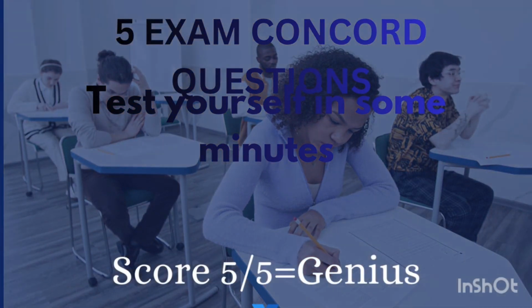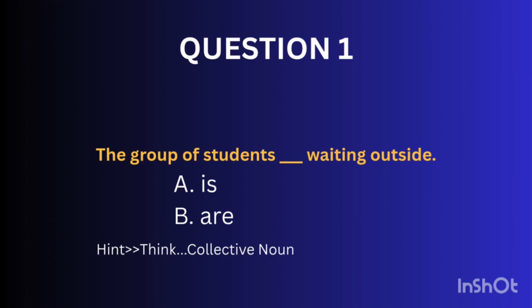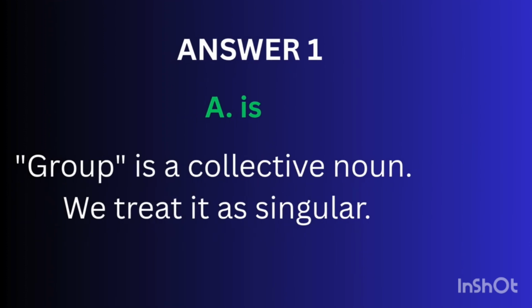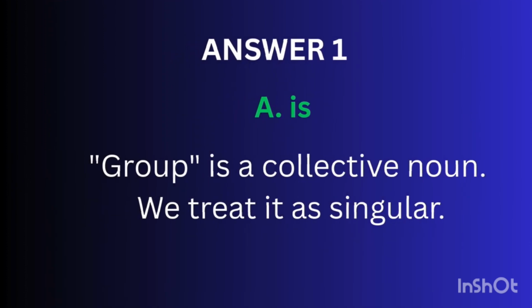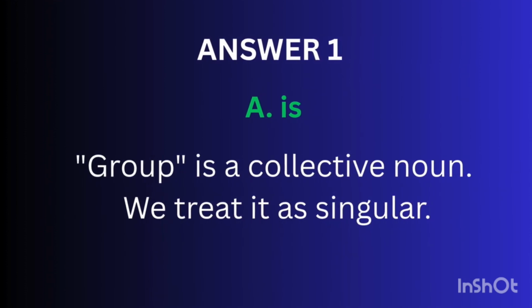If you get 5 out of 5, then you are a genius. Question 1. The group of students waiting outside, A, is, B, are. Now, think of collective noun. Comment your answer in the comment section. So, here is the answer. A, is. Group is a collective noun. We treat it as singular.